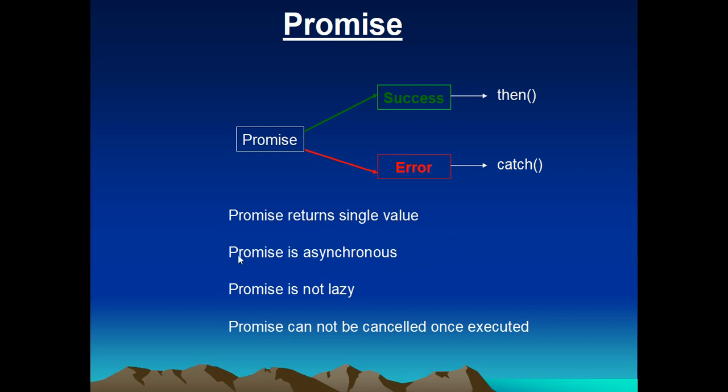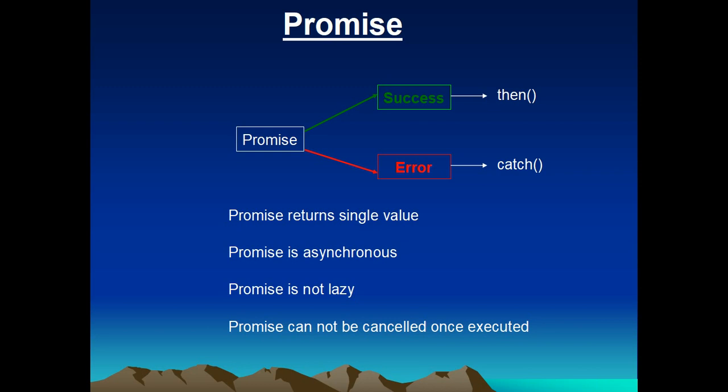The second feature is that promise is asynchronous. It means if you are executing any operation using promise, then it will not freeze your UI, and it will not impact the performance of the application. Asynchronous means the code is working in the background, and when it's completed, it will return its value. So it will not block the current operation. That's called asynchronous behavior.